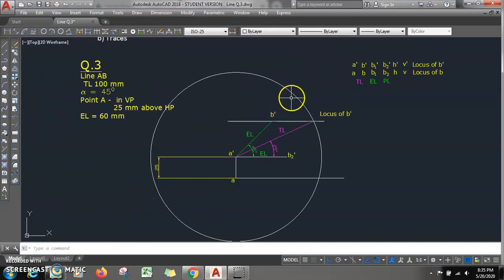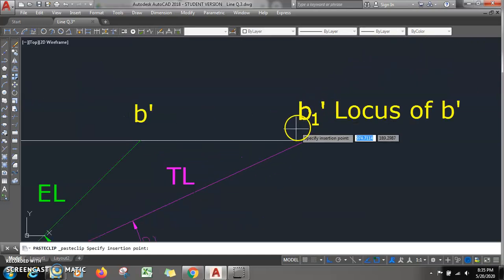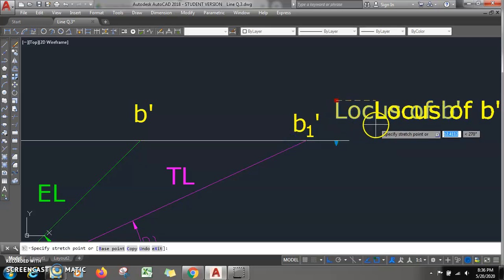So complete data is over. No data is remaining. This point is b1 dash, and this line is what?